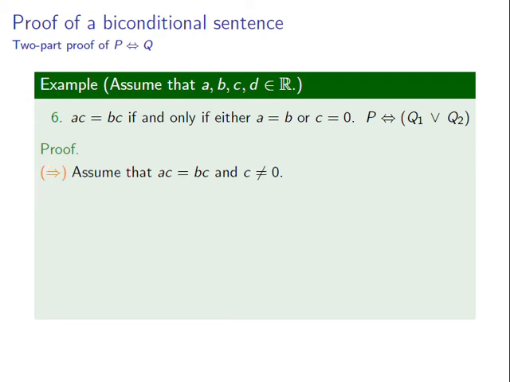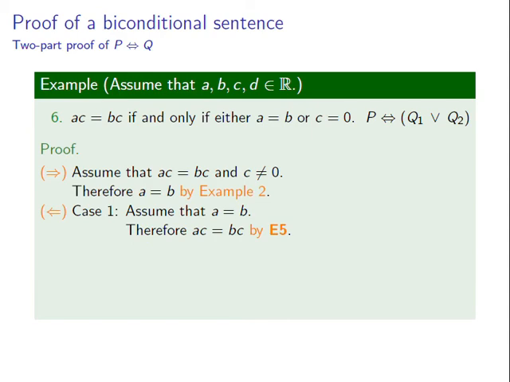Assume first that AC equals BC and C is non-zero. Since C is non-zero, it follows immediately from the cancellation law for multiplication, which we proved in example 2, that A equals B. This completes the proof of this direction. We now prove the converse. For case 1, assume that A equals B. Then by the multiplication property of equality, AC equals BC. This completes the proof of case 1.